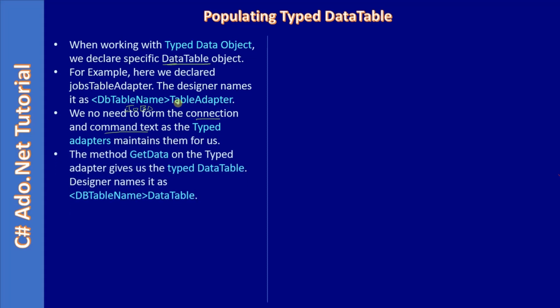The method getData on the typed adapter gives us a typed data table, right? This is the typed adapter we previously talked about, and the typed adapter is jobs table adapter. The same way there is a typed data table, and the typed data table is jobs data table, right? This is the DB table we dragged and dropped. So we have jobs table adapter and jobs data table.